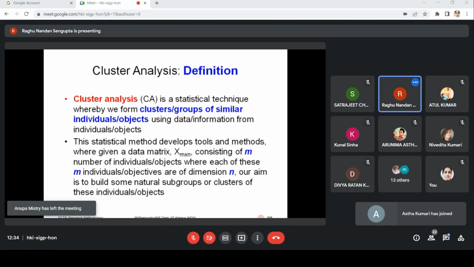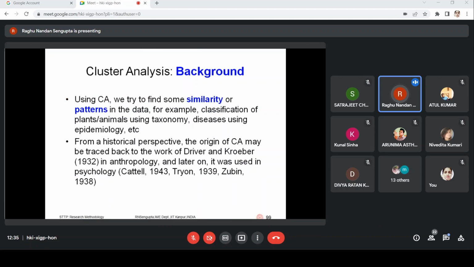So using cluster analysis, we try to find some similarity or pattern in the data. For example, classification of plants, animals, taxonomy, diseases, epidemiology, like trying to classify the different types of diseases, and so on. The work actually started in the area of anthropology, or in biology, where we classify different genus and different species into different categories on physical characteristics. So the word basically comes from there.